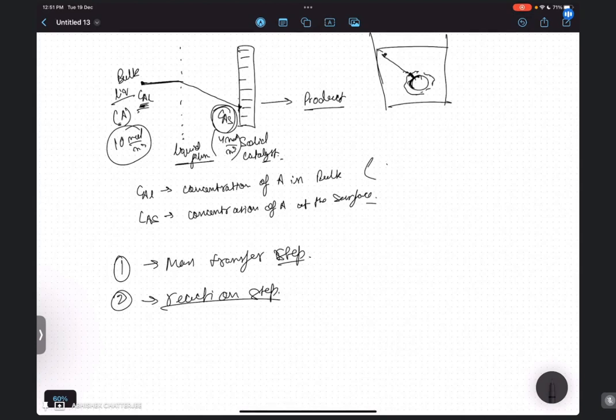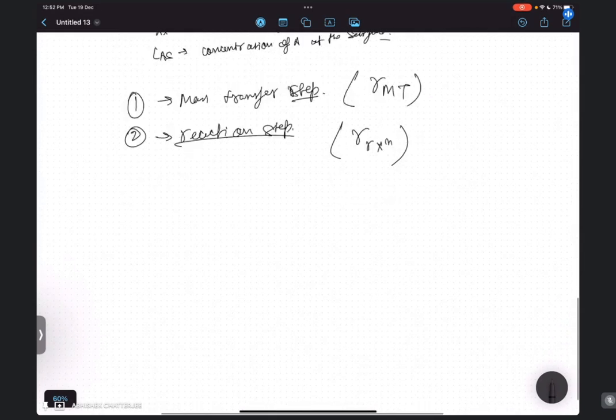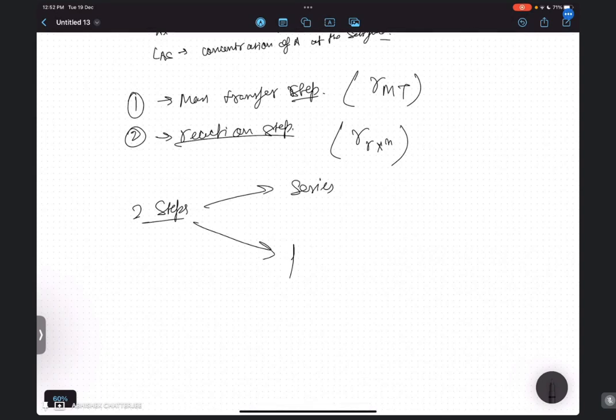One more thing. Let the rate of the mass transfer step be denoted by RMT, and the rate of the reaction step be denoted by R reaction. Two rates are there. Now two things can happen. These two steps can either be in series or they can be in parallel.